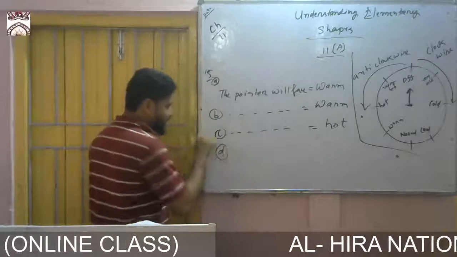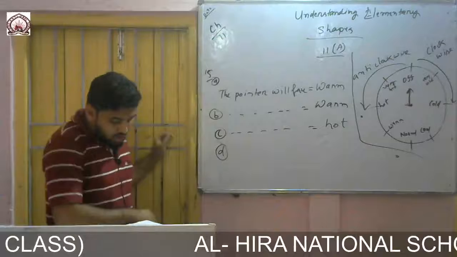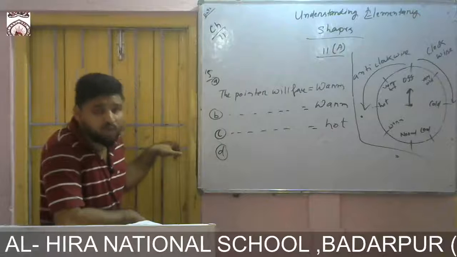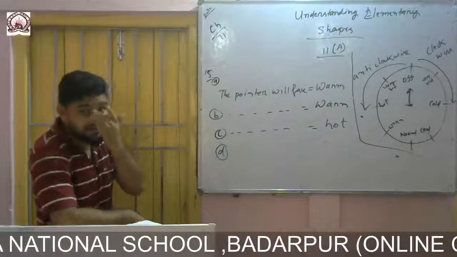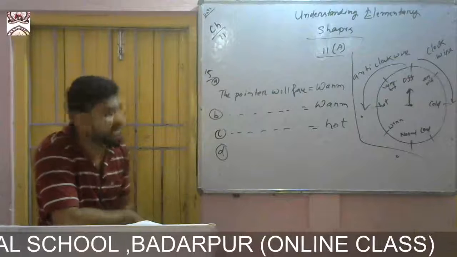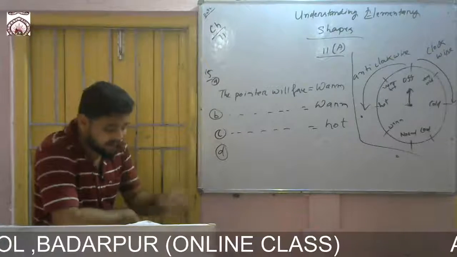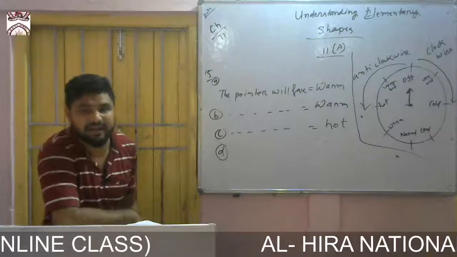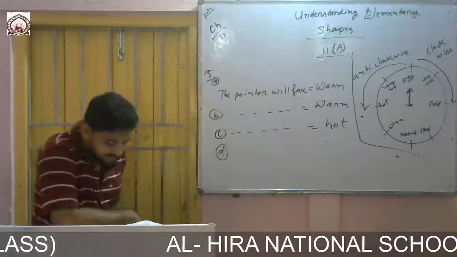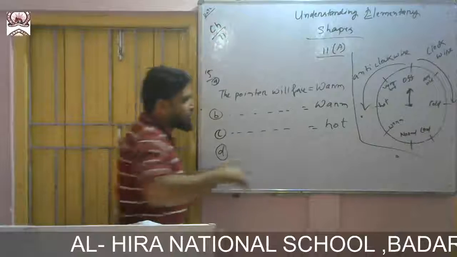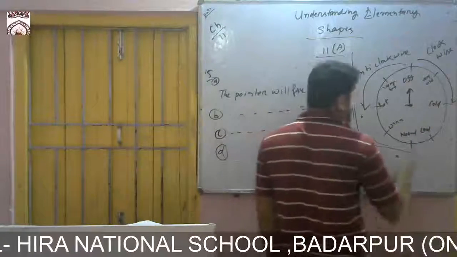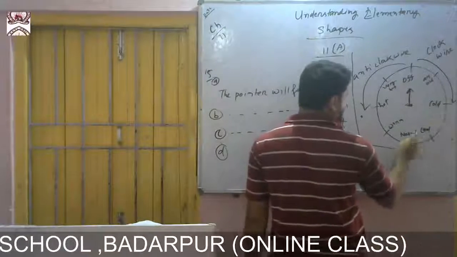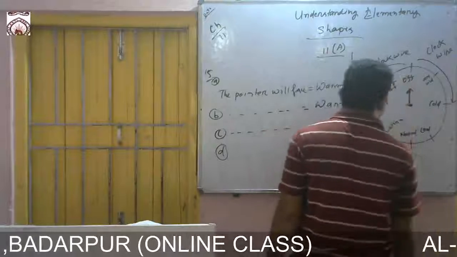Okay, number D, 270 degree clockwise from cold. So 270 degree, that means 6 markings make 270 degree, as we have done in question number 4. You see question number 4, 6 markings make 270 degree. So clockwise from cold, let us count 6 markings clockwise. From cold, 1 2 3 4 5 6.